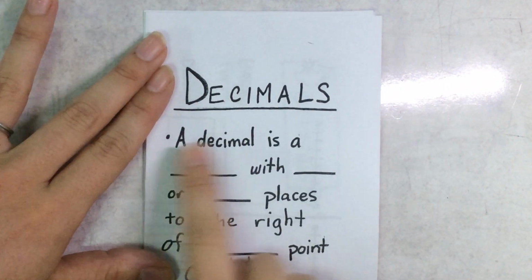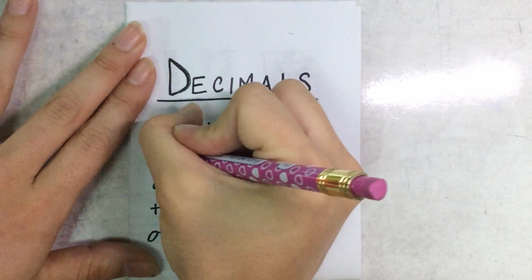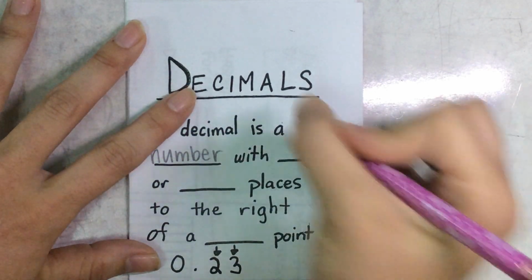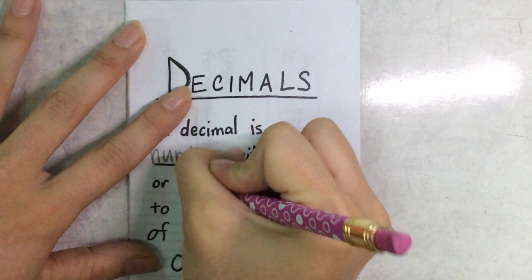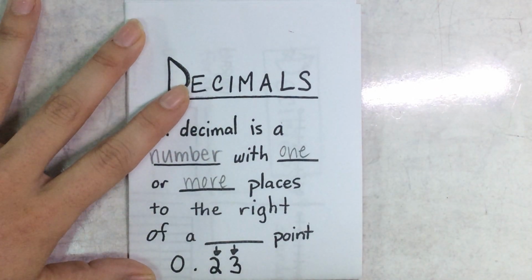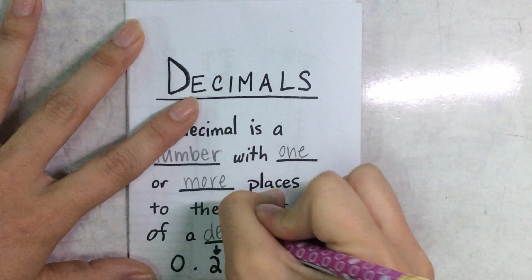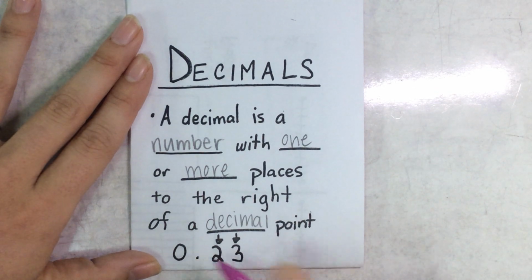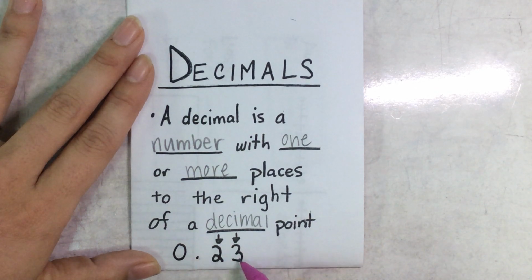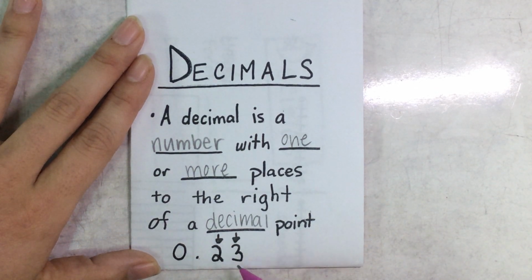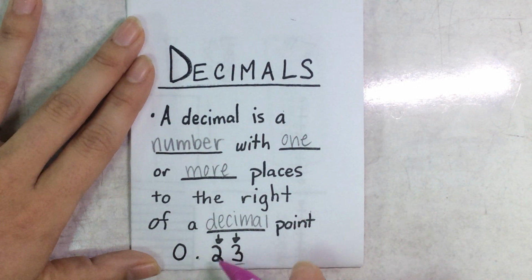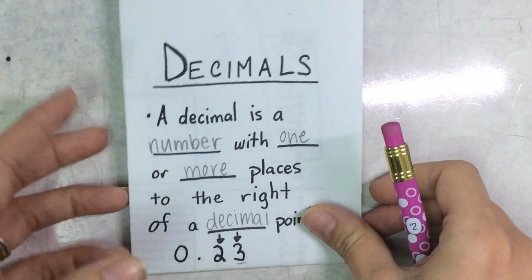So, decimals. A decimal is a number or a numeral with one or more places to the right of a decimal point. And we always read this decimal point as "and." So this number is 0 and 23 hundredths. So we say that last digit in whatever place value it is. So 0 and 23 hundredths. All right, let's keep going.